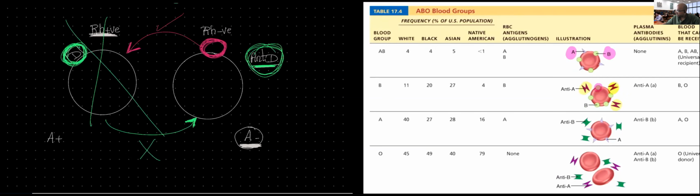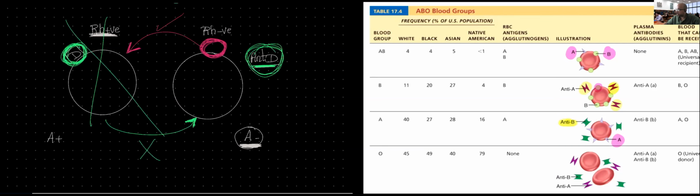If I'm blood group type A, this means I have only antigen A presented on the surface of my cells, and the one that I don't have is antigen B, which I would be forming immunoglobulins against. So I would be forming anti-B.